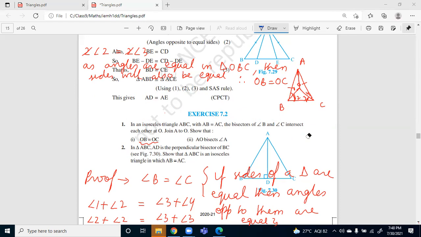So the question seems difficult, but it is not difficult. But it requires practice. You cannot see it beforehand. You have to apply your mind. So let's move to the second part. AO bisects angle A. What does it mean? We need to prove these two angles are equal. So I have to take triangle AOB and triangle AOC.